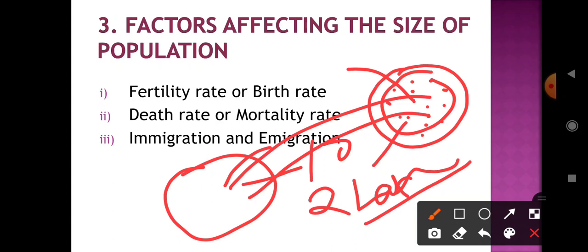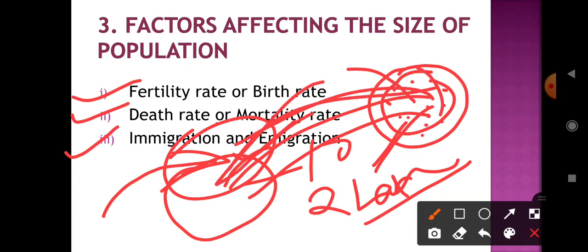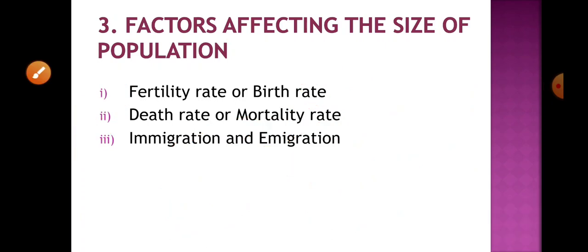So what are the factors which affect the population? Basically they are the fertility rate, which is also called the birth rate, the death rate, which is called the mortality rate, and immigration and emigration. It means people are moving across borders from one country to another, incoming or outgoing. So we will discuss in detail.